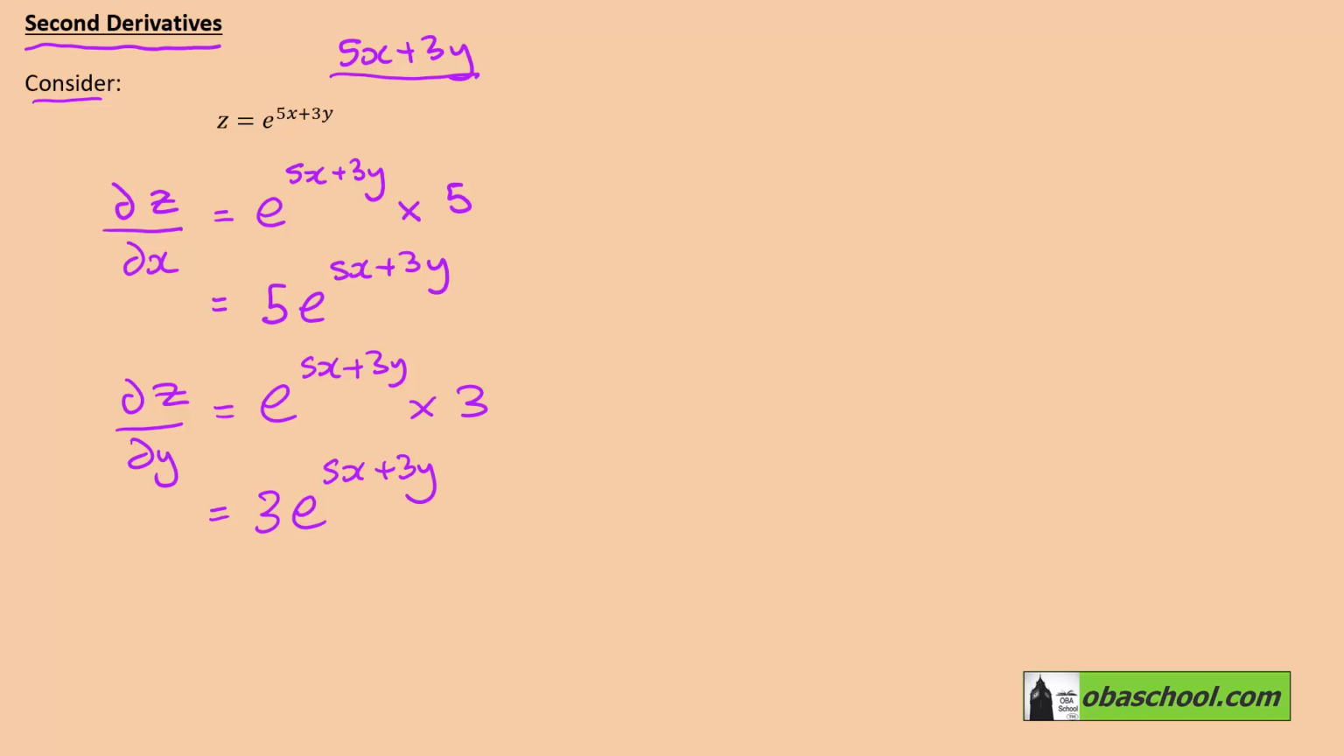Now, we could choose to take this one and differentiate again with respect to x. And that would produce something we call d2z dx squared. Now, clearly, we're differentiating this function. The pattern is going to be the same. So you should be able to see that we're going to get 25 e to the 5x plus 3y.